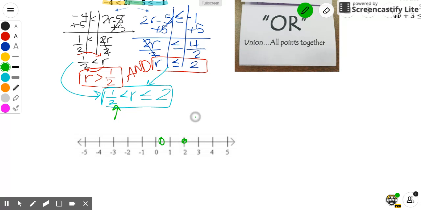It's telling me all the numbers that are greater than 1/2 and all the numbers that are less than 2. So really all we care about is this green section right here. Do you see that green section? Our correct graph would not be the yellow and it would not be the blue, but just the green in between them. So we have an open dot at 1/2 and a closed dot at 2. That is the and inequality.